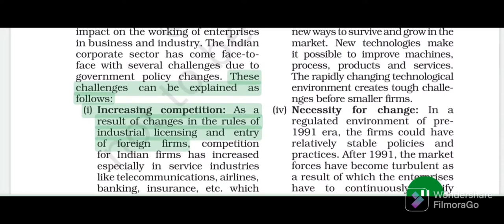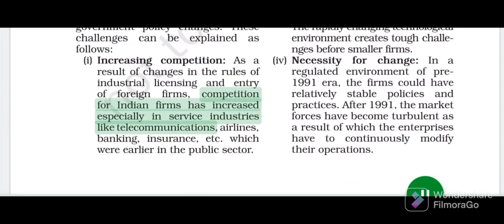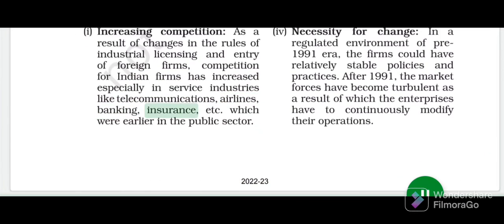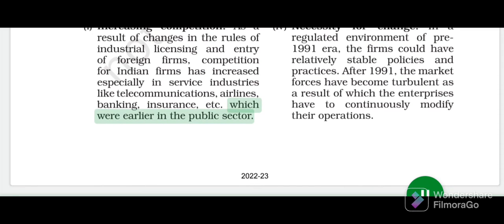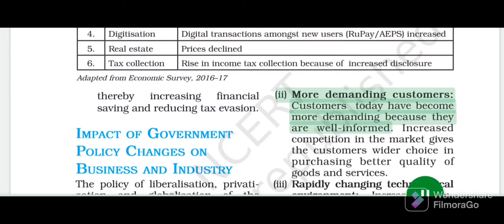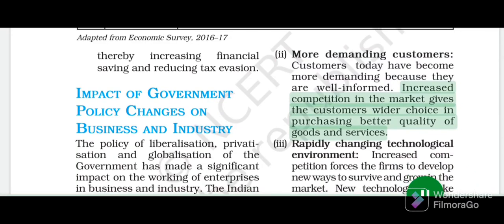As a result of changes in the rules of industrial licensing and entry of foreign firms, competition for Indian firms has increased, especially in service industries like telecommunications, airlines, banking, insurance, etc., which were earlier in the public sector. More demanding customers. Customers today have become more demanding because they are well informed. Increased competition in the market gives the customers wider choice in purchasing better quality of goods and services.